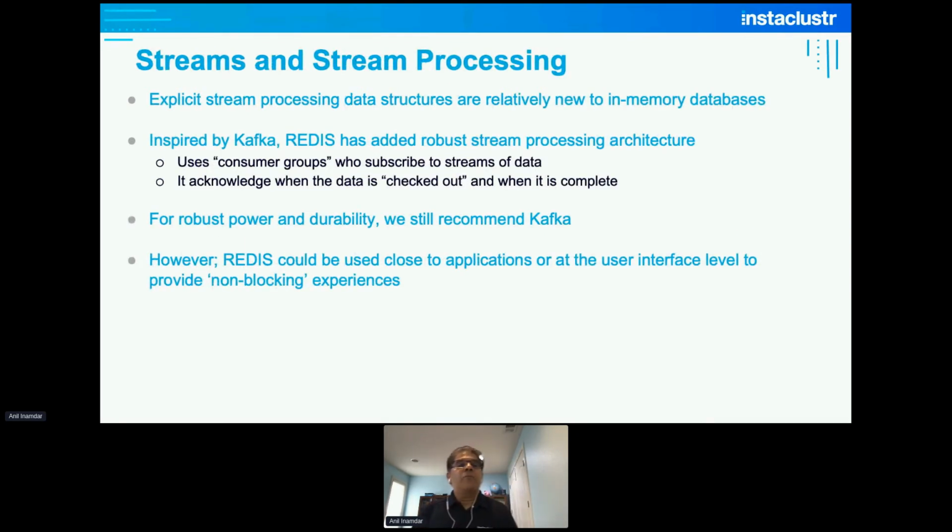Stream processing. Now, stream processing is kind of new to in-memory databases. Redis was inspired by Kafka, and it added a robust stream processing architecture. It started using consumer groups who subscribe to streams of data, and it acknowledges when the data is checked out and when the job is complete. If you need real, robust power and durability, Redis may not be the right choice, and I would still recommend Kafka. However, Redis could be used close to the application or at the interface level to provide non-blocking experiences.